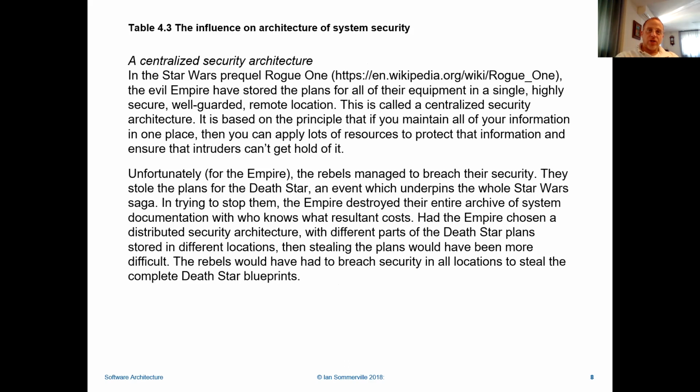The influence of architecture on system security: a centralized security architecture. In the Star Wars sequel, Rogue One, the evil Empire has stored the plans for all their equipment in a single, highly secured, well-guarded, remote location. This is called a centralized security architecture. It is based on the principle that if you maintain all of your information in one place, then you can apply lots of resources to protect the information and ensure that intruders can't get in.